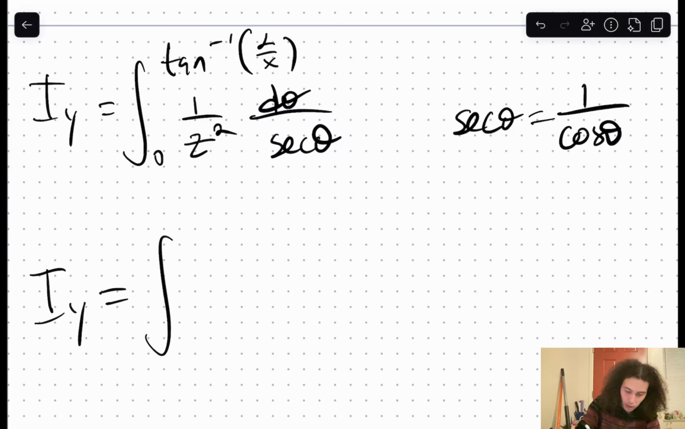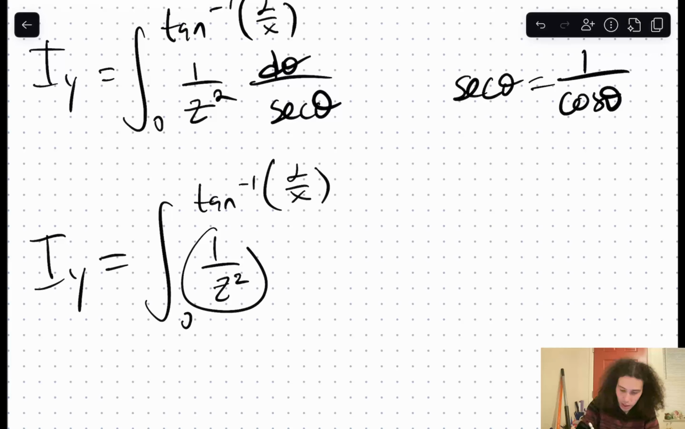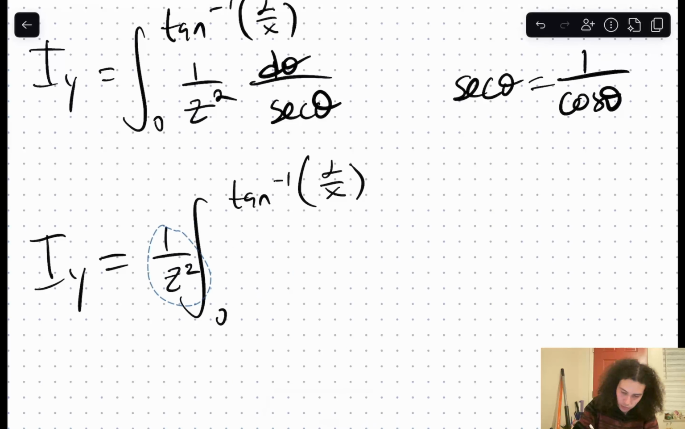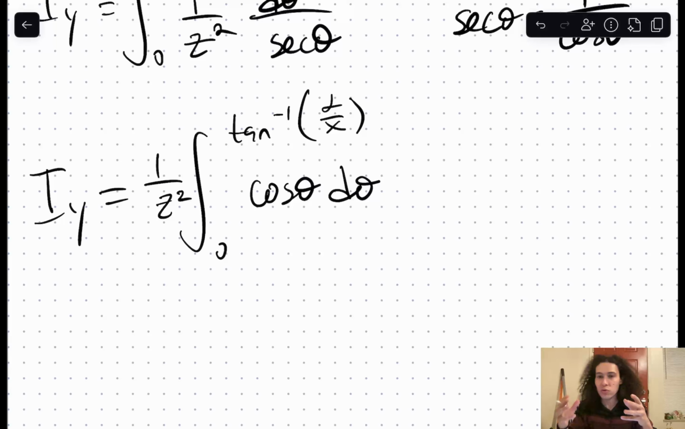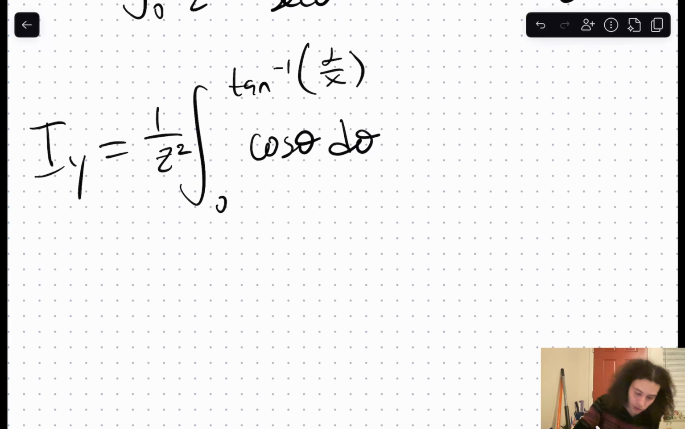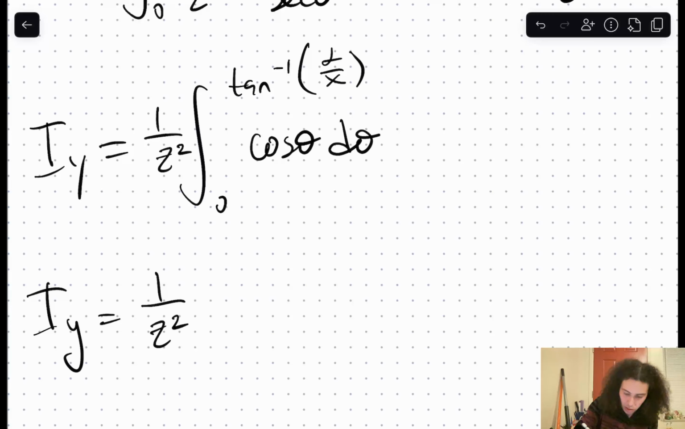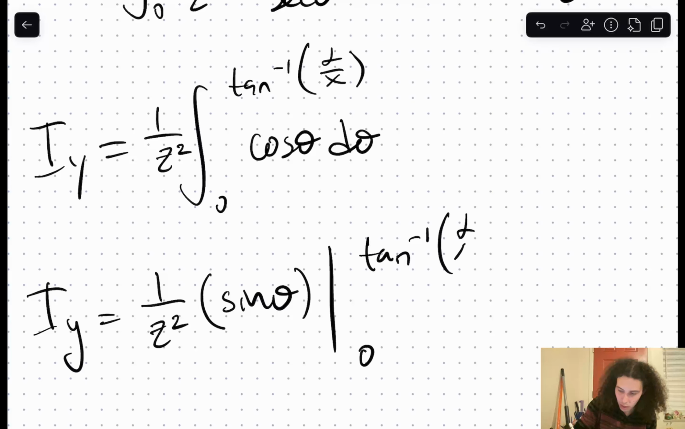And Iy is now 1 over z squared. This is constant, so we can actually bring that out. And now when you have something like this, through algebra, it just becomes cosine theta d theta, and the integral of cosine theta is sine theta. So Iy is 1 over z squared, sine theta bounded from 0 to inverse tangent of L over x.